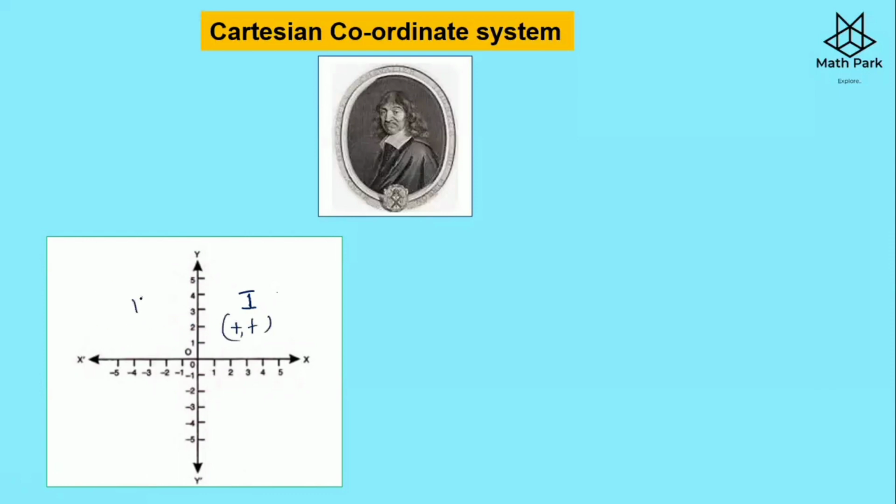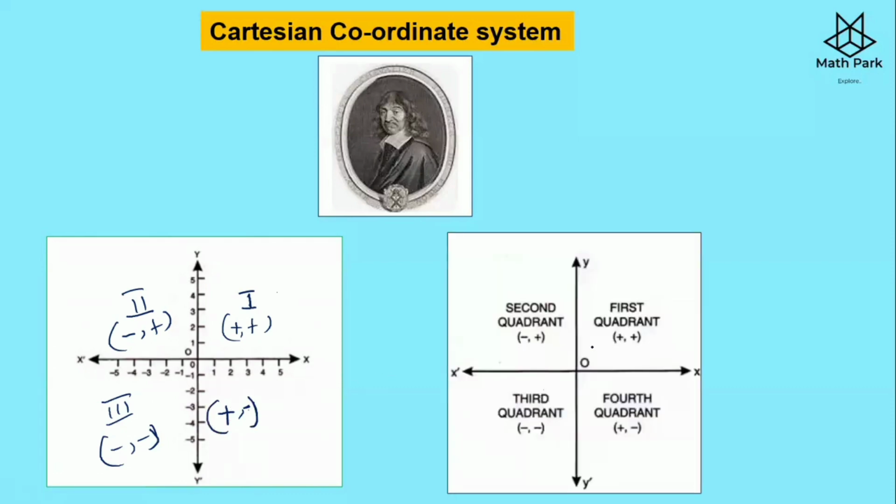So this is plus and plus. Then we go anti-clockwise. This is the second quadrant. The x coordinate is always written first, so x is negative and y is positive. In the third quadrant, both are negative. In the fourth quadrant, x is positive and y is negative. So these are the four quadrants: first, second, third, and fourth.